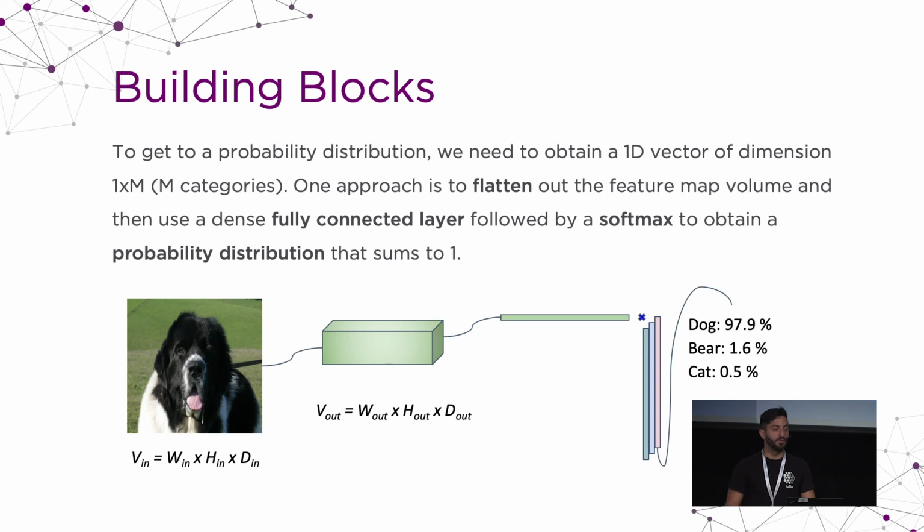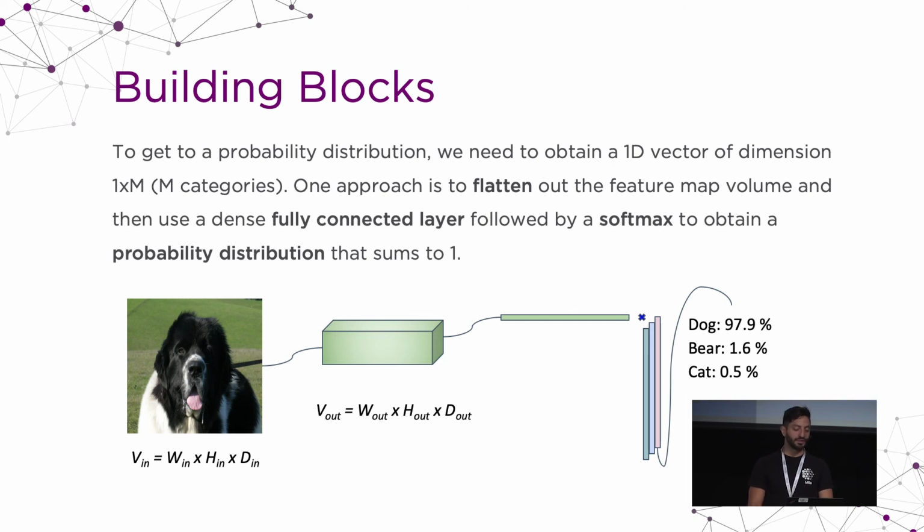Now, if we want to get our probability distribution, we have to go from a volume to a one-dimensional vector. One way that you can do this is to flatten your volume and then use an MLP at the end. This is a very typical scenario in some architectures that we'll see today. We do many of those building blocks that I've just shown you, we get some kind of volume as an output, we flatten our feature map, and then we use an MLP. We'll use a few fully connected layers, and then we can decide what is the probability in this case that we have a dog, a bear, a cat, etc.